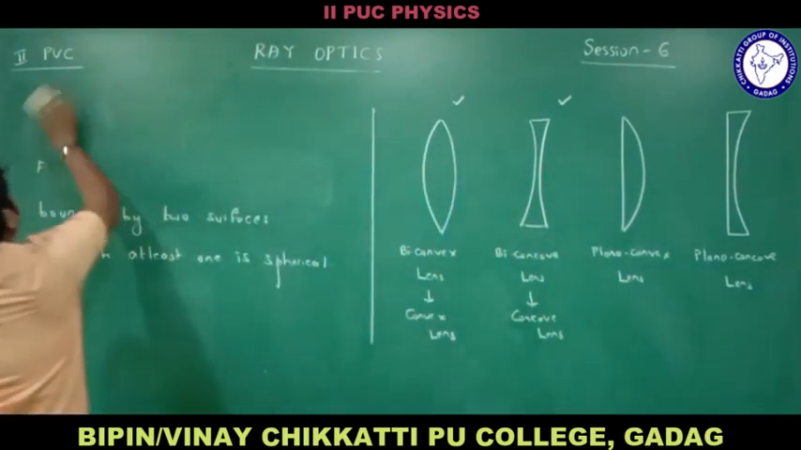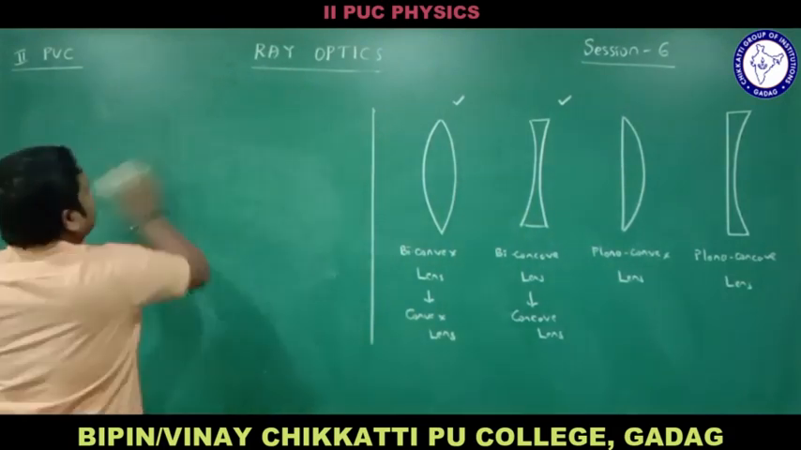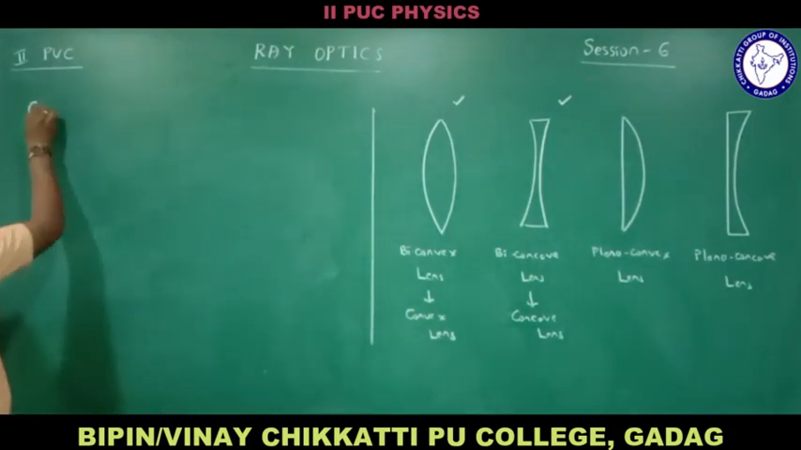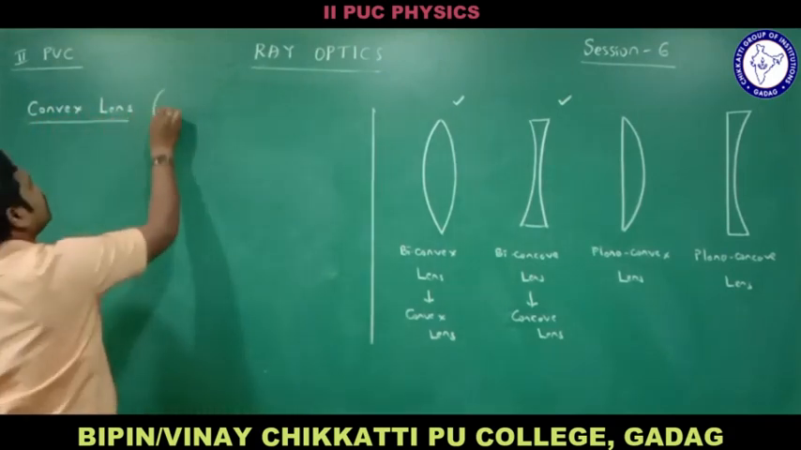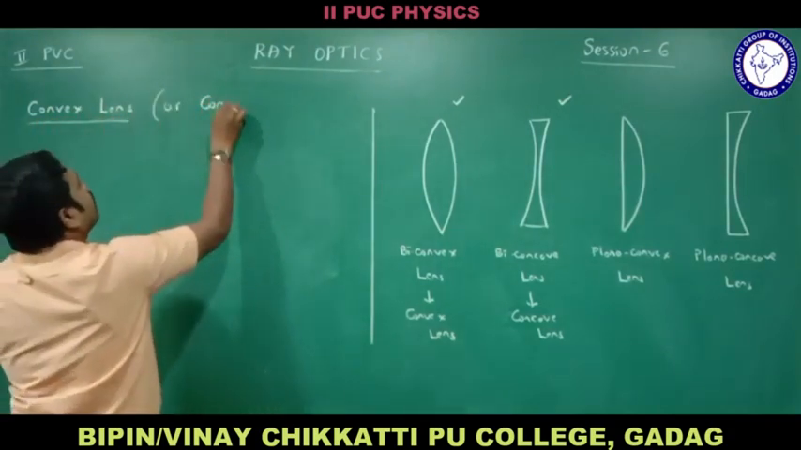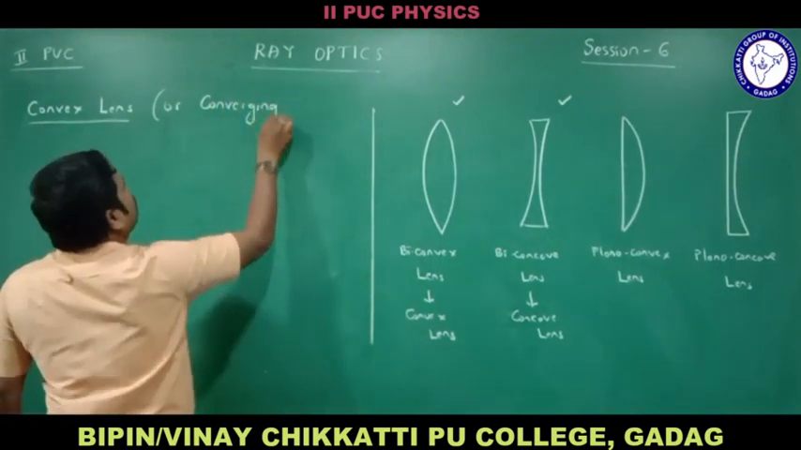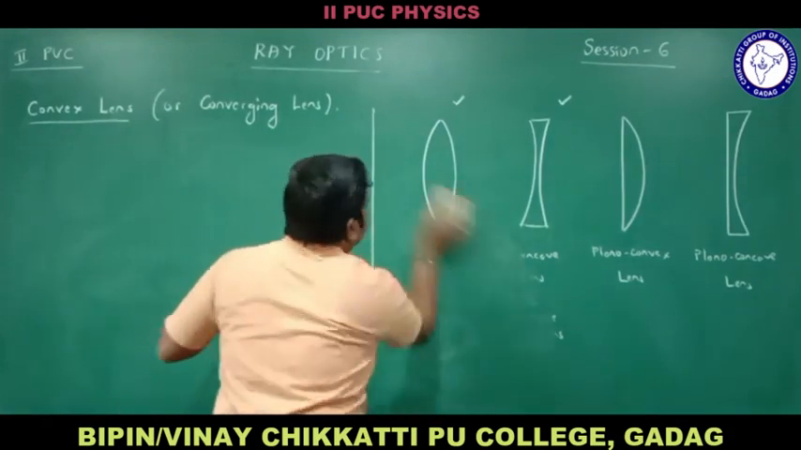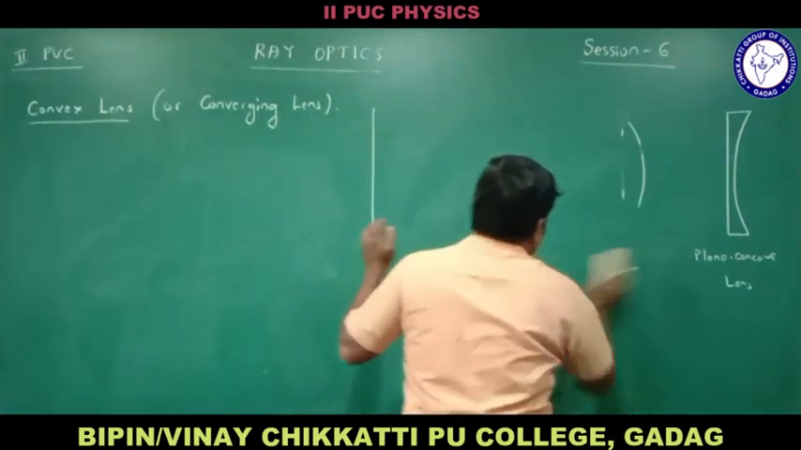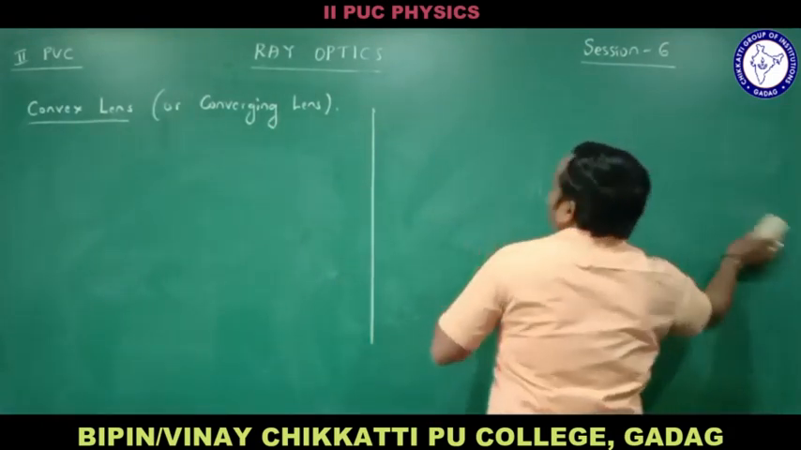The first one is convex lens. Let us take a convex lens, and this convex lens is also called a converging lens. Why is it called a converging lens? Let us check it out.